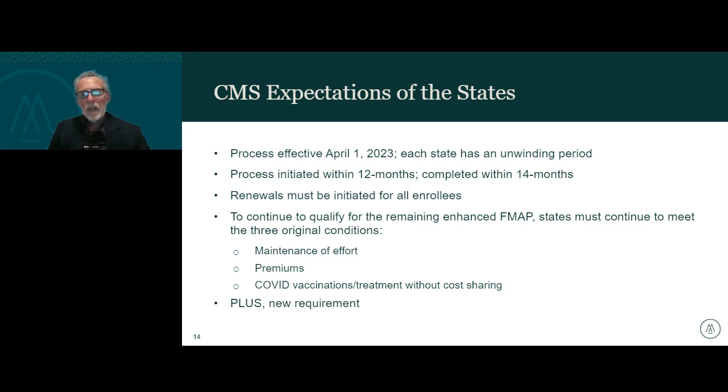And then the states have done this in the past, and there's going to continue to be a high use of this ex parte renewal process. I'm going to talk about that a little bit more in a minute. But the use of that will hopefully reduce the administrative burden and minimize disenrollment due to enrollees being unable to complete the process or having meaningful conversations with individuals.